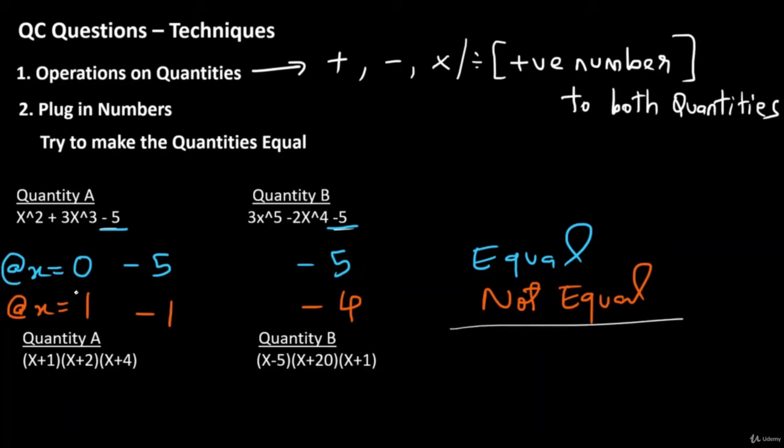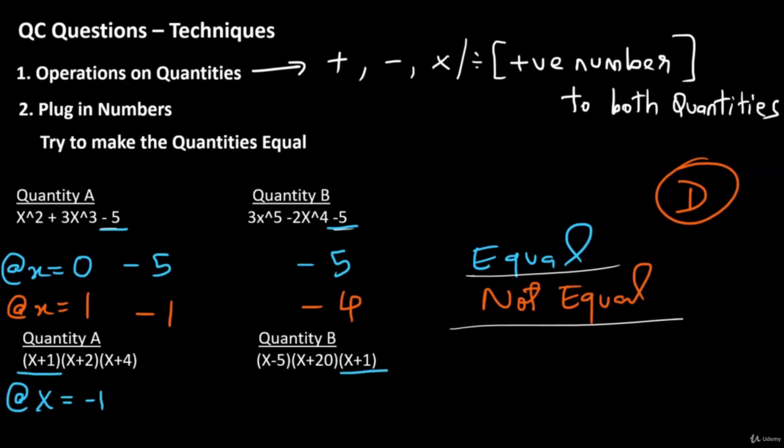Therefore, in one case you're getting the two quantities equal, and in another case you're getting them as not equal, and hence the correct answer to this question is option D. All right, what about the next question over here? I have quantity A as (x plus 1) into (x plus 2) into (x plus 4) and quantity B as (x minus 5) into (x plus 20) into (x plus 1). All right, now you can see that you have x plus 1 in both the quantities as a factor, right? Therefore, if I substitute x is equal to minus 1, then both the quantities become 0, right? Because 0 into anything is 0, right? Therefore, quantity A is 0 and quantity B also is 0, and these two become equal.